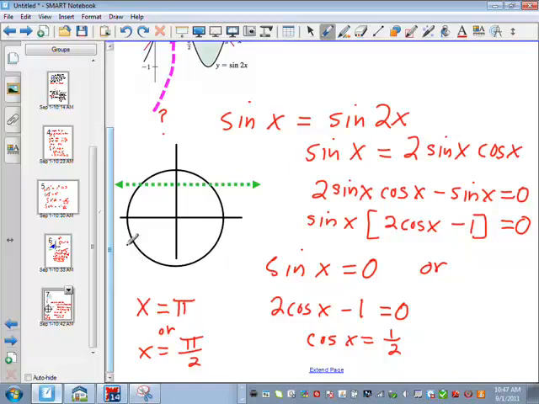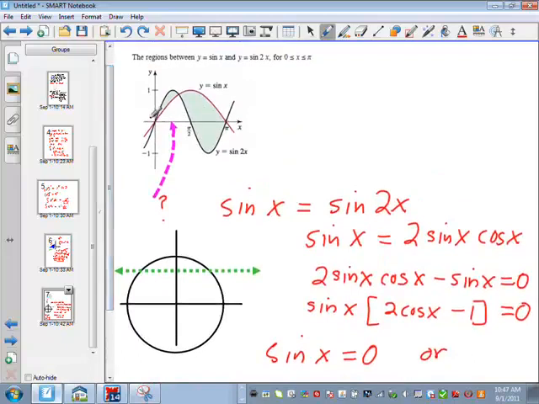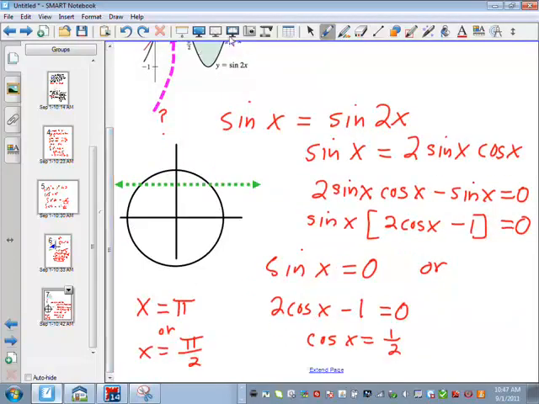Now, why is it that we don't have 2 pi here? Why don't we have 2 pi as one of the answers? Yeah, because it was only going from 0 to pi. Just the context, right? The only one on the interval 0 to pi. So the cosine of x is 1/2, I'm sorry, x is pi over 3, right? So x is pi over 3 or x is pi.